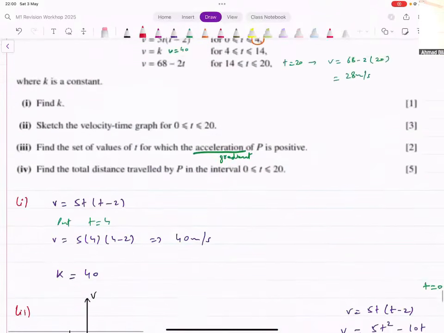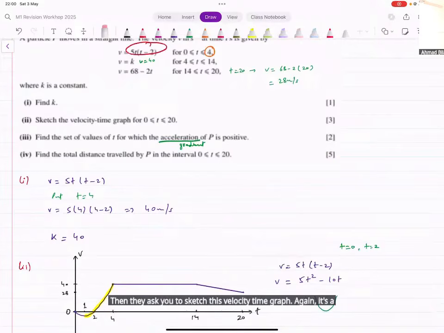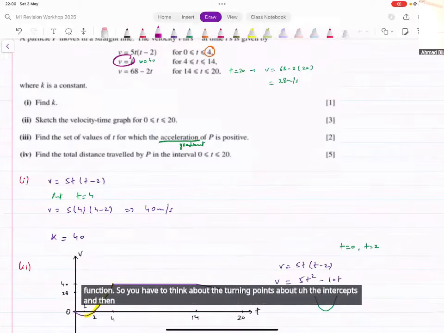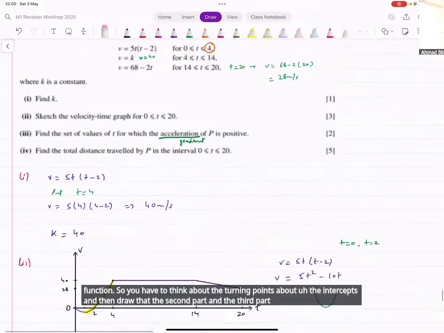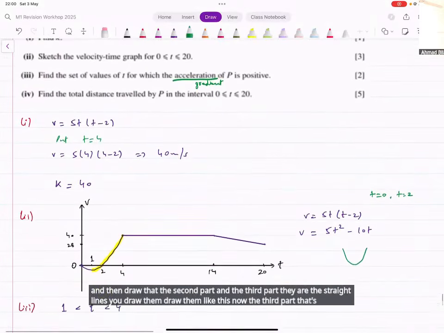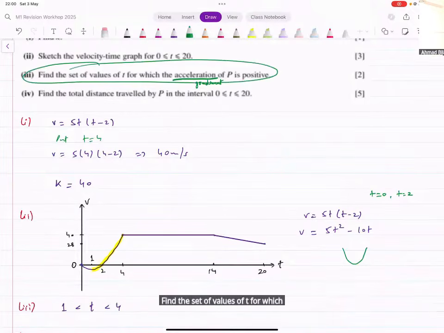Then they ask you to sketch this velocity time graph. Again, it's a quadratic function, so you have to think about the turning points, about the intercepts, and then draw that. The second part and the third part, they are just straight lines. You draw them like this. Now the third part, that's what I wanted to focus on in this question. Find the set of values of t for which the acceleration of p is positive.